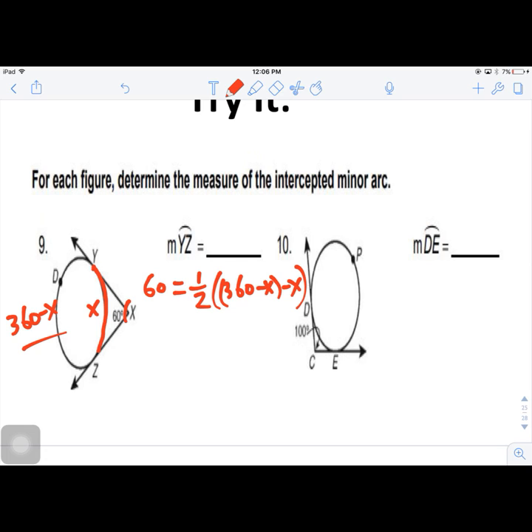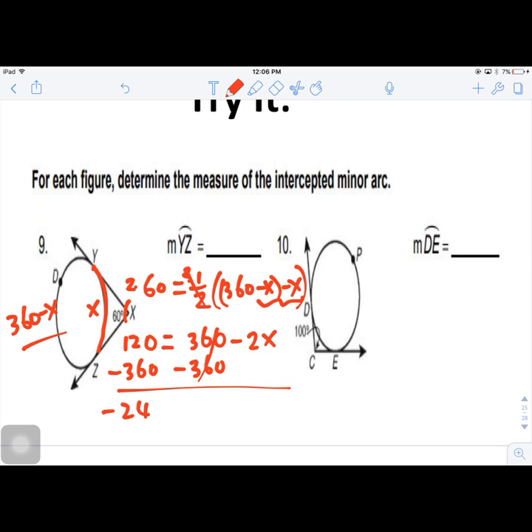And multiplying by 2 to get rid of the half, notice how useful that times 2 is always. 120 is equal to 360 minus 2X. Subtracting 360 from both sides, and we get negative 240 equals negative 2X. Dividing by negative 2 gives us X equals 120. So we know that this is 120, and that means the bigger piece is 240.